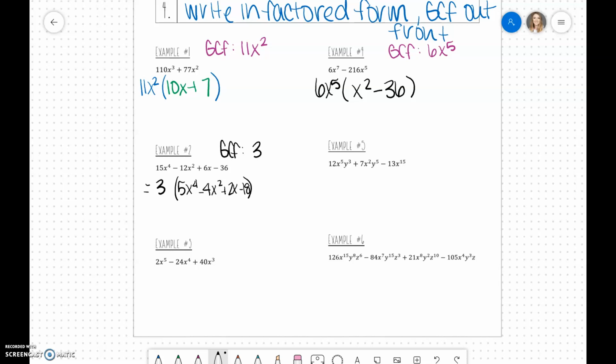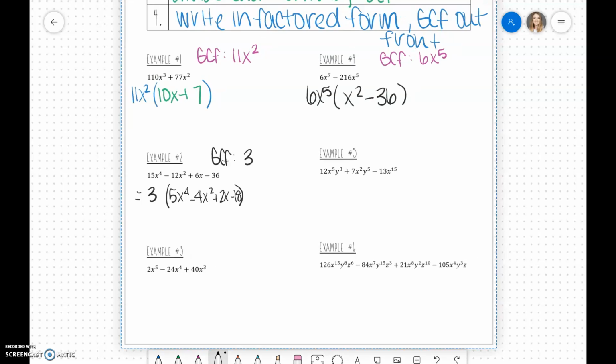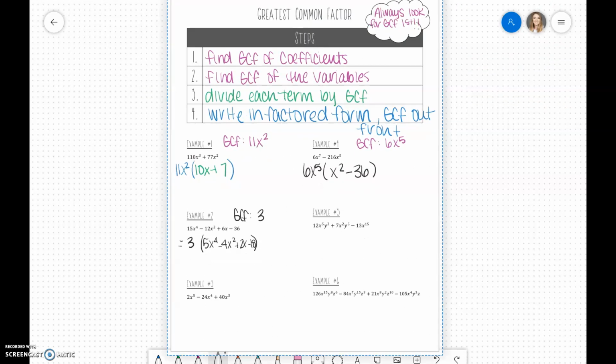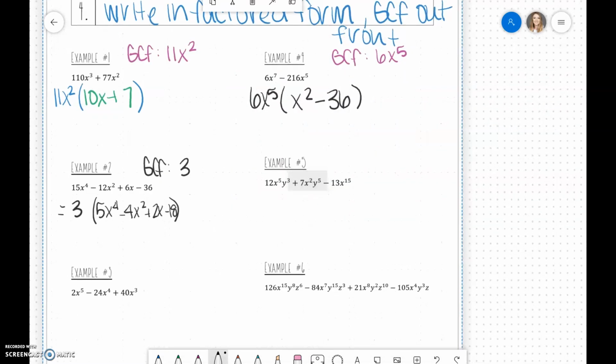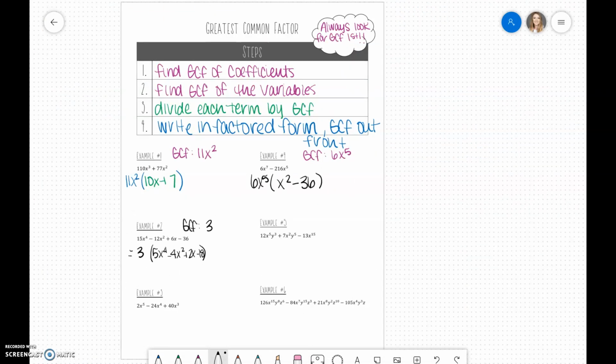Okay, I'll go down to example 3 now. Our greatest common factor, looking at our coefficients first, is going to be a 2. Looking at our variables, they all have at least 3 x's. So our greatest common factor is 2x cubed. We write that out front. What we have remaining here is an x squared. Next term, a negative 12x. And then the last one, a plus 20.